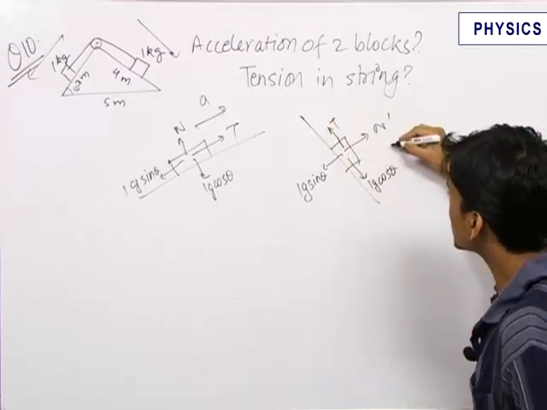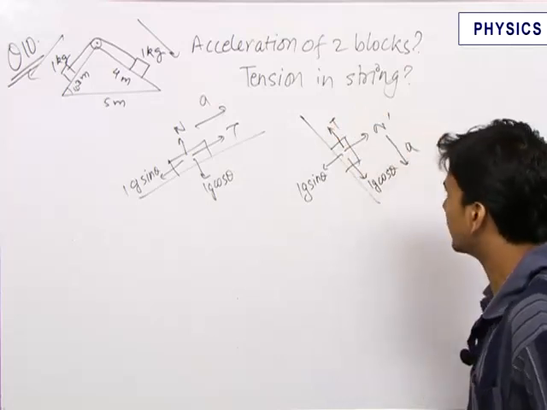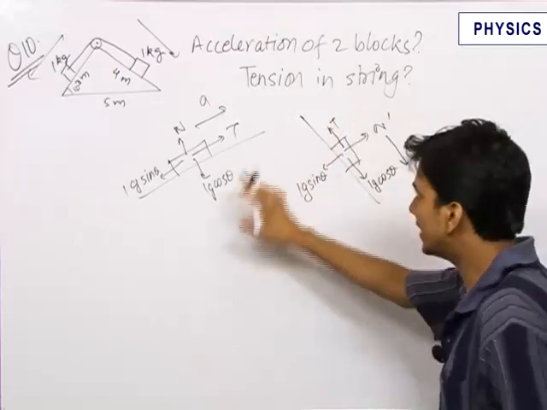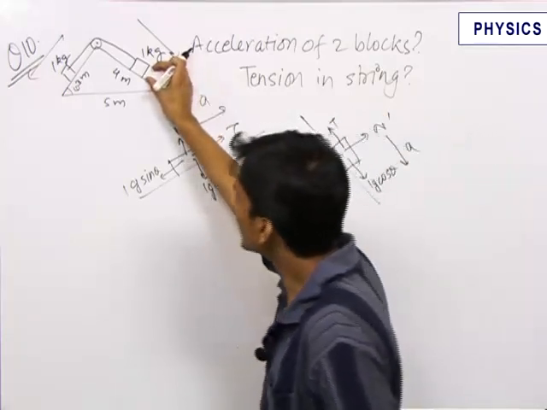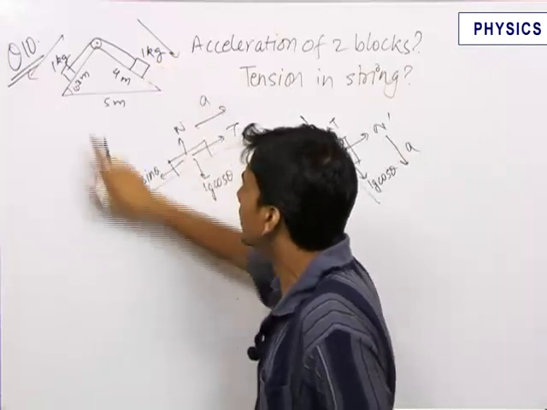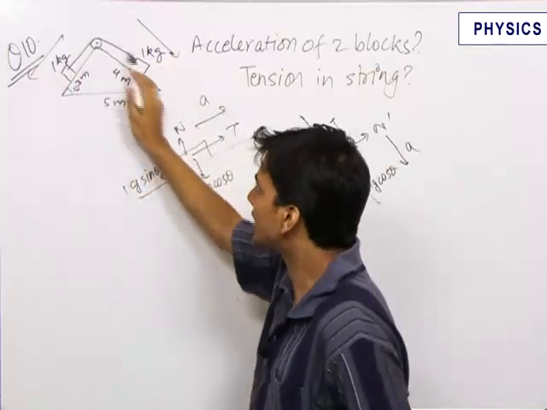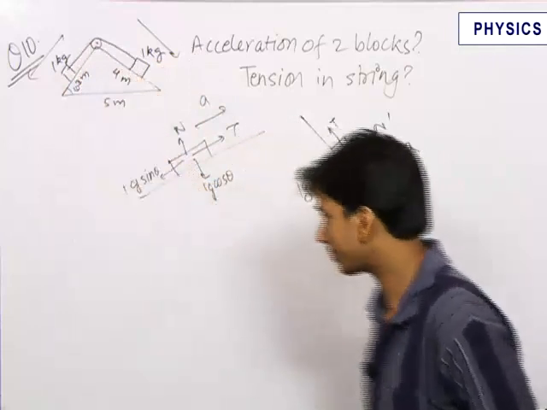Now the acceleration of this block in this direction will also be a. This can be found out either by applying the string constraint, or you can see it directly also. Because if this moves by dx distance here, this block will move by dx distance upwards, because this is only one string and its length cannot change.